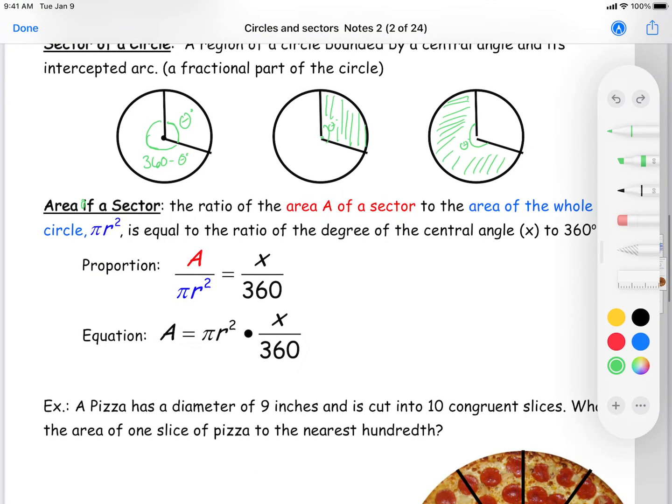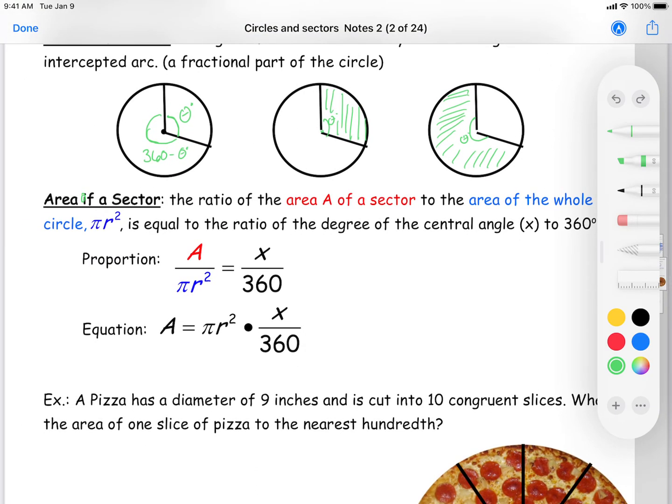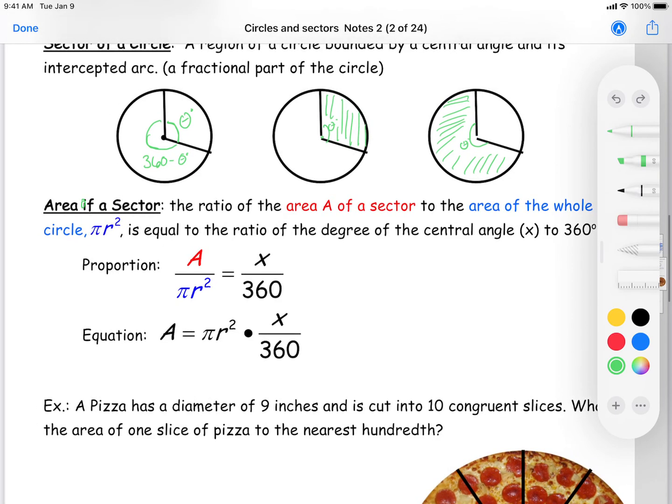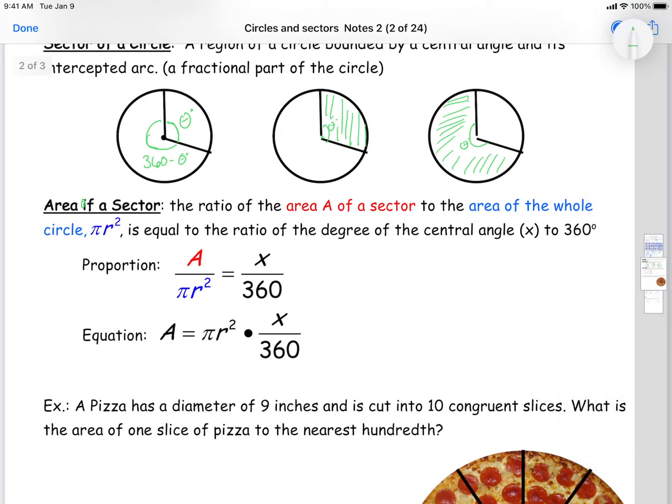So, in order to find the area of a sector, we'll use red for that, we compare the area of the sector to the area of the whole, and it's going to equal the exact same ratio as the central angle, and I'll use theta, compared to 360 degrees.